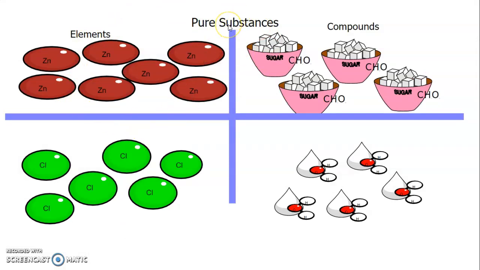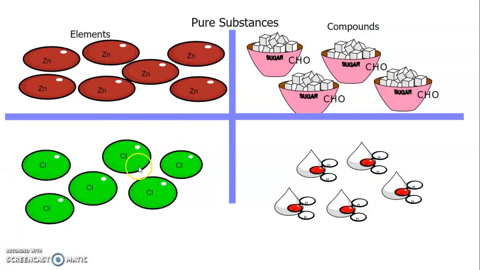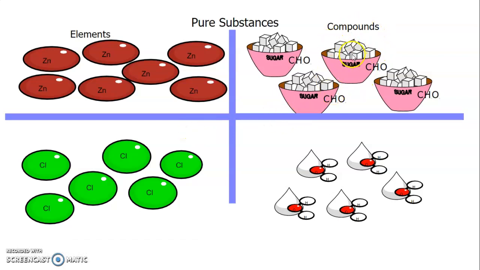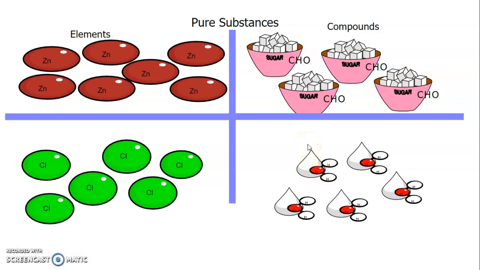Here's our breakdown of pure substances. They can be elements. We have all our little zinc atoms here, and all of our little chlorine atoms here. They're all on their own. They're individual atoms of a specific type of element. Versus our compounds over here. We have sugar, CHO. The carbon, the hydrogen, the oxygen are chemically bonded. They're stuck together in that chemical bond, so they're not going to be broken apart by physical ways. Same with our water down here, our H2O. Those are our two types of pure substances, and maybe this will become clearer once we put it in contrast with our mixtures.